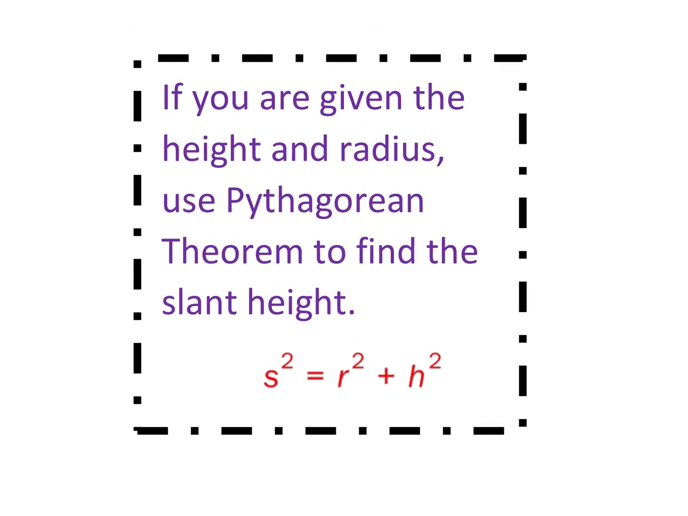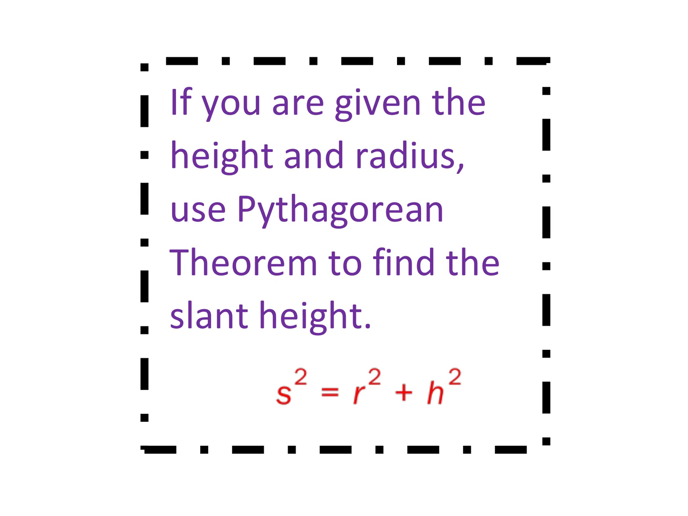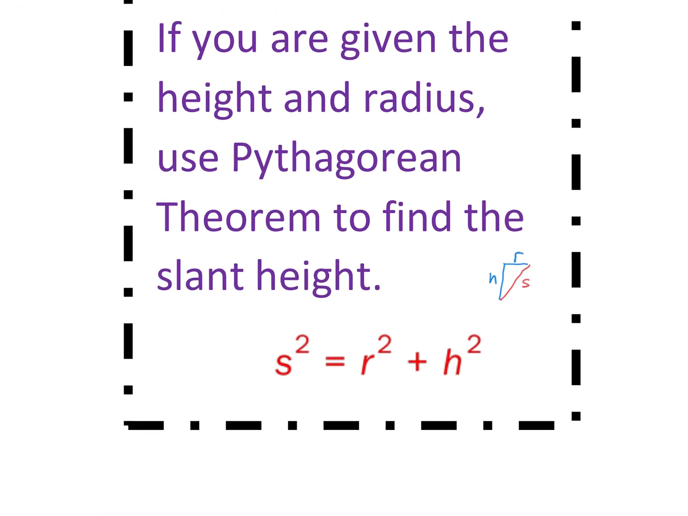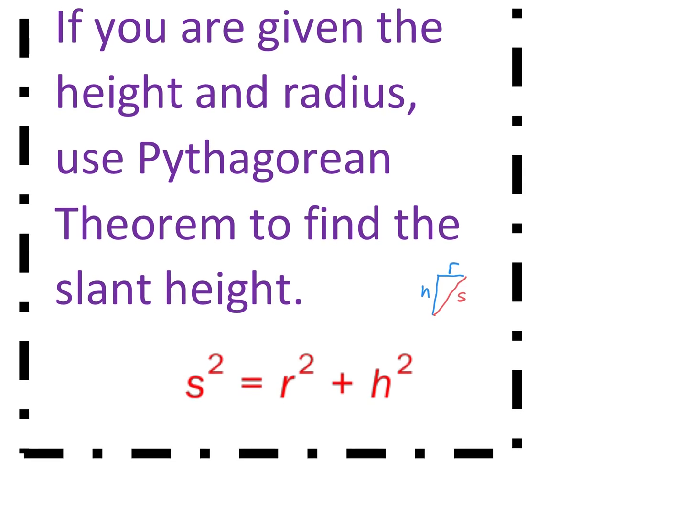Now, occasionally, you might not be given the slant height directly. You might be given the height and the radius. If you're given the height and the radius, but you want to know what s is, then in that case, you have to use the Pythagorean theorem to find the slant height.